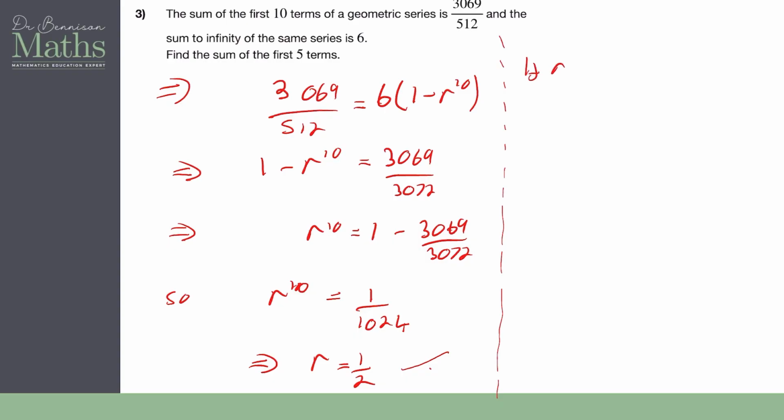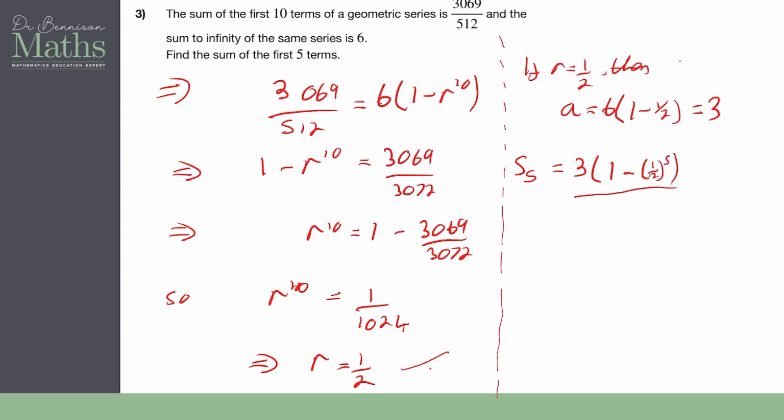So if r equals a half, then a equals 6 times 1 minus a half, which is equal to 3. And using this, we can then find the sum of the first 5 terms being 3 times 1 minus a half to the power 5 over 1 minus a half, which is 93 over 16.